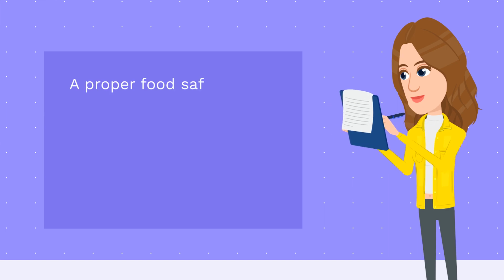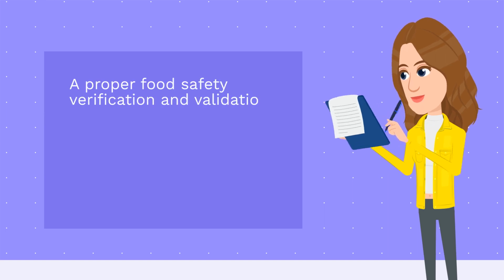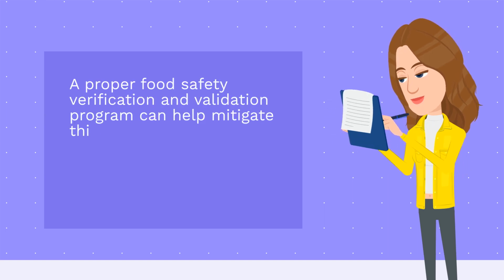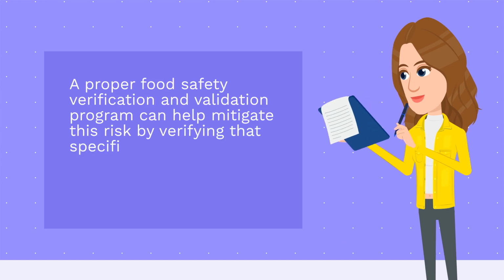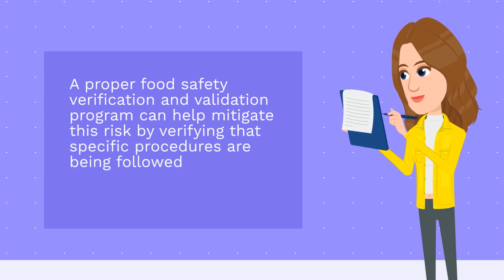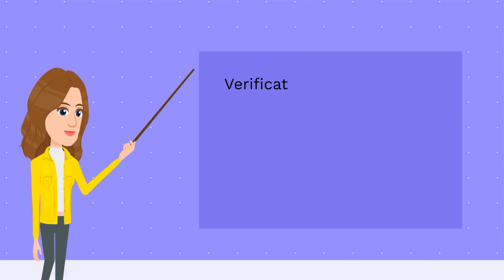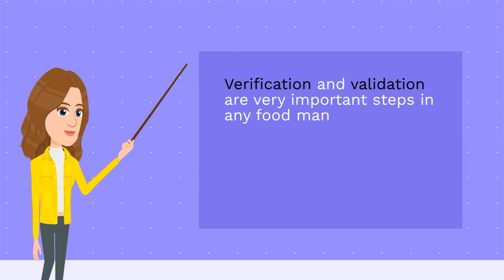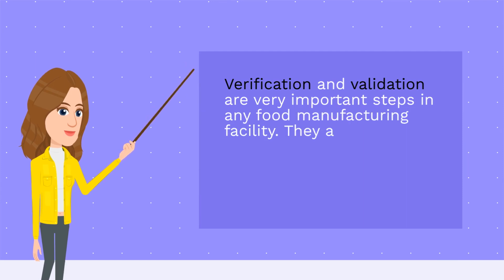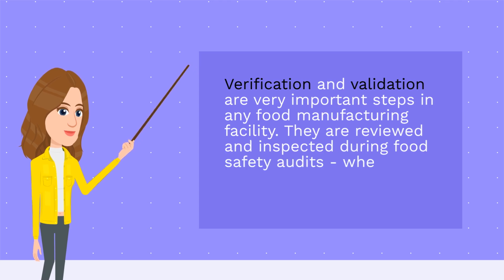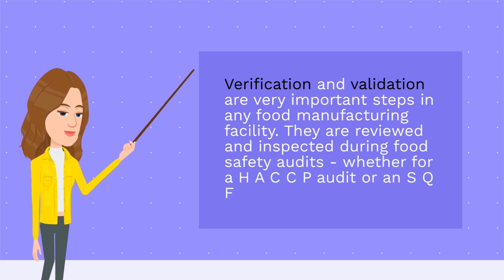A proper food safety verification and validation program can help mitigate this risk by verifying that specific procedures are being followed in the production of food products. Verification and validation are very important steps in any food manufacturing facility. They are reviewed and inspected during food safety audits, whether for a HACCP audit or an SQF audit.